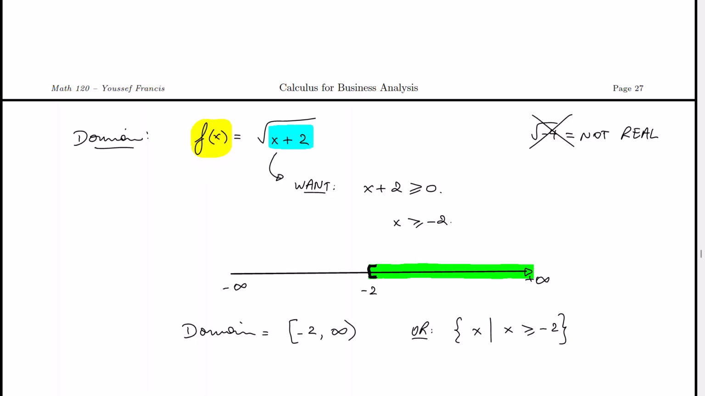Personally, I like this notation more than the set builder notation. It's a little bit faster, and since I already have the graph, all I have to do is just copy what's on the graph without the actual straight line, basically. All right, so that's the domain.